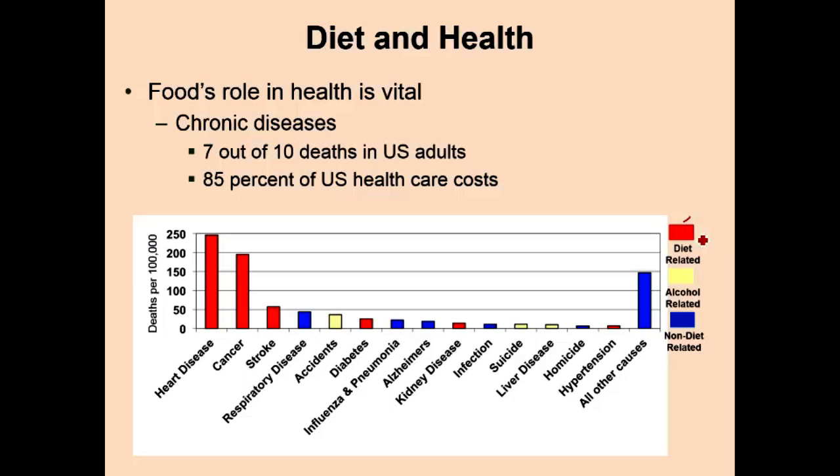Red is diet-related, yellow is alcohol-related, and blue is non-diet related. So let's look at some of these causes of death among U.S. adults. You can see that heart disease and cancer are going to be the leading causes of death. We also have stroke. And if you'll notice, these are going to be diet related. Other diet related causes include diabetes, kidney disease, and hypertension.